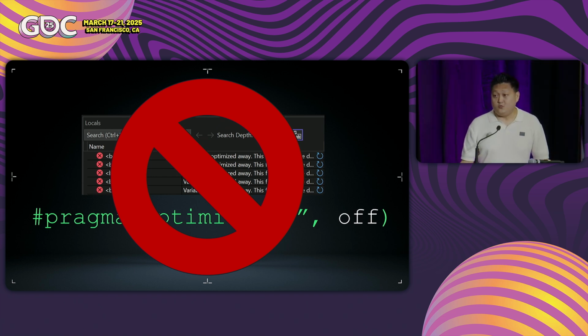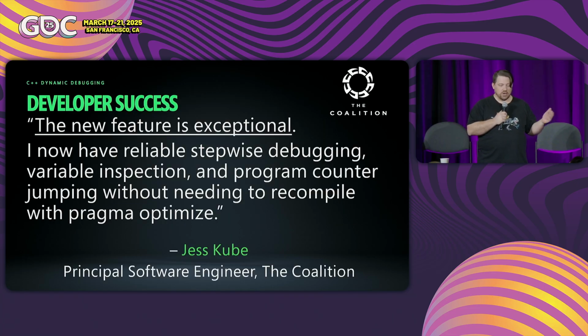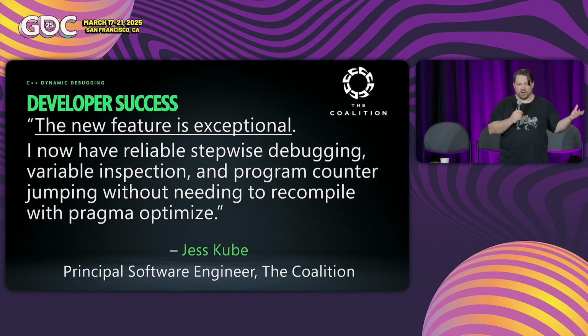We have been working with our AAA partners at Xbox to make sure this feature is extremely useful for production games. So, for instance, Jess from the Coalition said the new feature is exceptional. They have access to all the normal debugging stuff that you normally have if you have de-optimized code. You can do step operations. You can see where the current program counter is at. All those things without having to recompile.